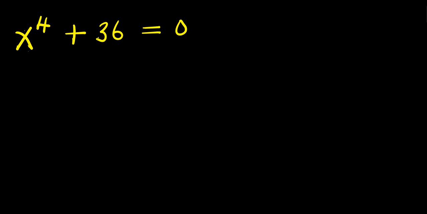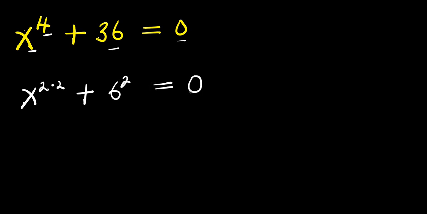Hello, here is x power 4 plus 36 equals 0, solving for all values of x that satisfy this equation. Now, I can have my x power 4 as x power 2 times 2, since 2 times 2 is 4, and 36 is the same as 6 power 2, and this equals 0.